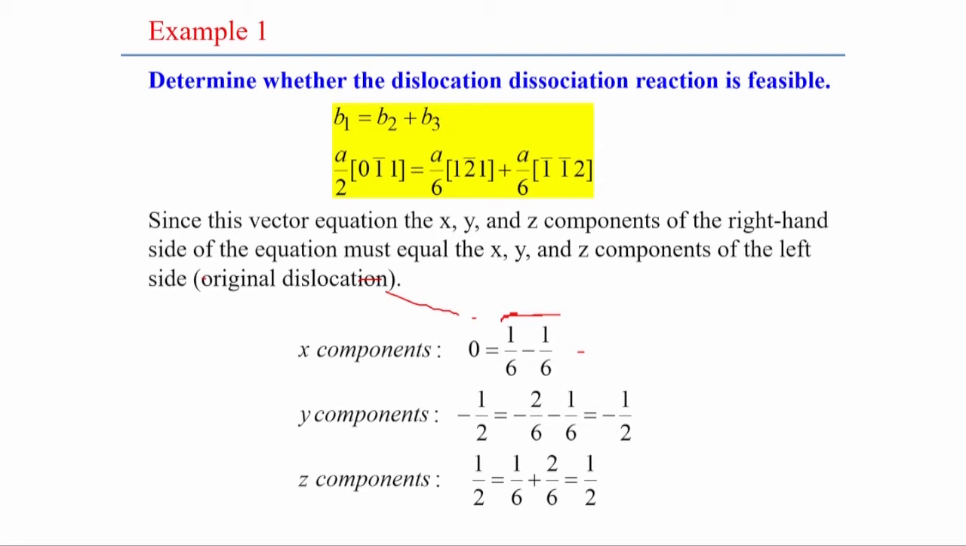On the left hand side the y component becomes minus half, and on the right hand side, from the first component it becomes minus 2 by 6, and from the second component it becomes minus 1 by 6, and the sum is minus half. That means it is also satisfying. Now if you look into the z component, on the left hand side it is plus half, and for the two components on the right hand side, it comes 1 by 6 plus 2 by 6, which becomes half. That means the z component is also satisfying. So this is the first checking for the feasibility of the reaction.